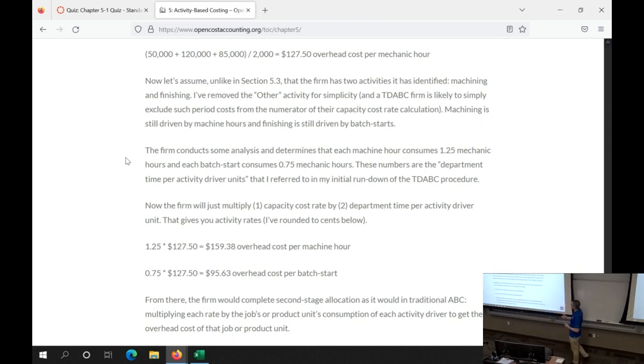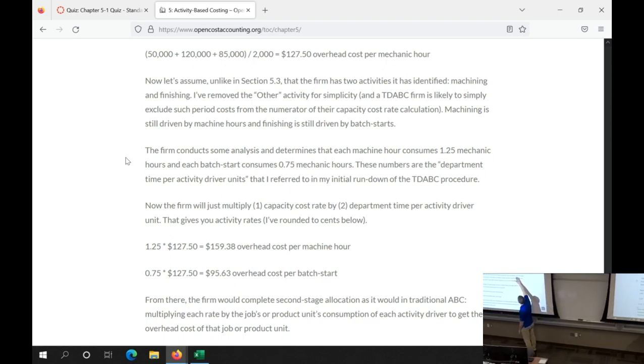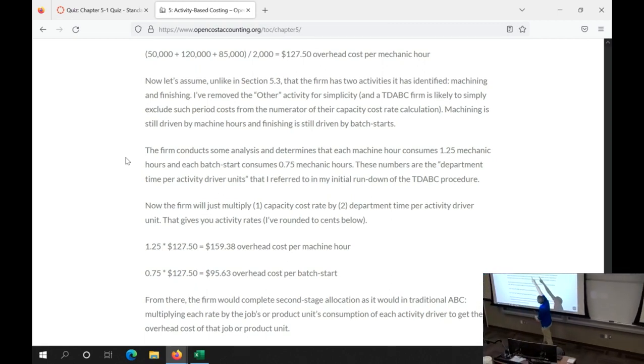And if each mechanic hour is rated at costing us $127.50 of overhead cost, then we can just take the number of mechanic hours that each activity consumes, in this case, an activity related to machine hours, an activity related to batch starts, and multiply that 127.5 times 1.25 and 0.75 respectively. That's what I do right here. So now we have overhead cost per machine hour by taking the CCR multiplied by the number that I give you.